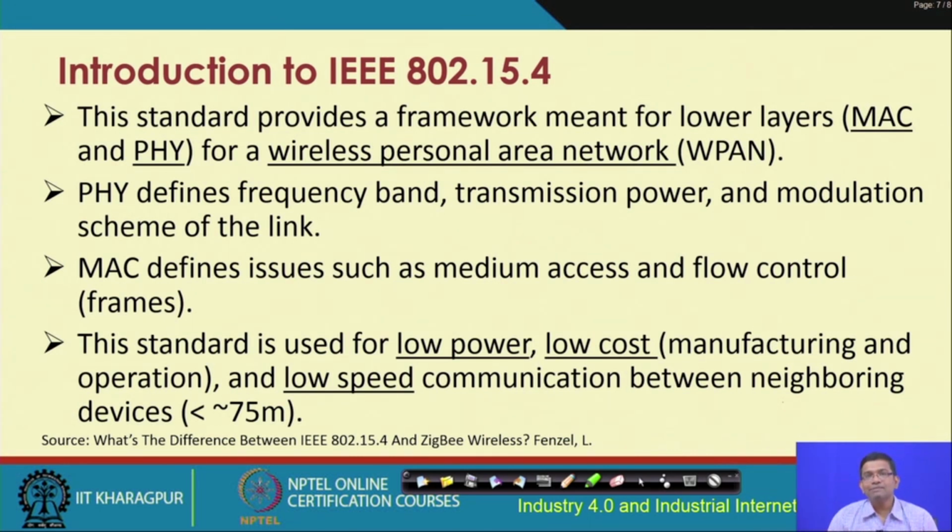And then the frames that are there, which are basically the PDUs in the data link layer, these frames, how they are going to be sent, how the flow control, the flows of the frames are going to be maintained, and so on. So, this 802.15.4 standard is typically meant for use in communication where there are low power, low cost, low speed requirements.